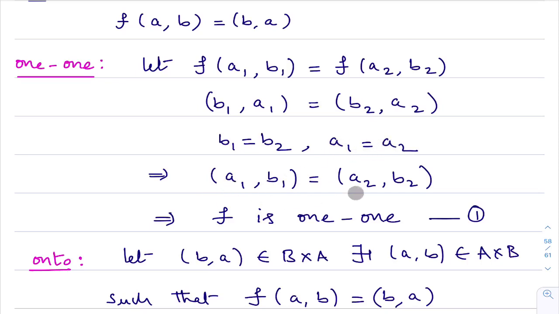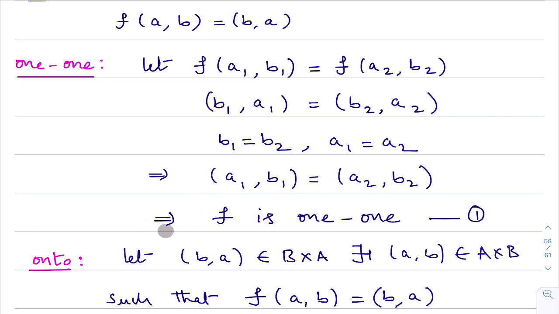So in place of a1 I'll write a2. Now in place of b1 I can write b2 because I got that b1 equal to b2. So what happened when I take f of (a1, b1) equal to f of (a2, b2), I got (a1, b1) equal to (a2, b2). This tells you that the given function is one-one function. Okay, now we will check about onto function.